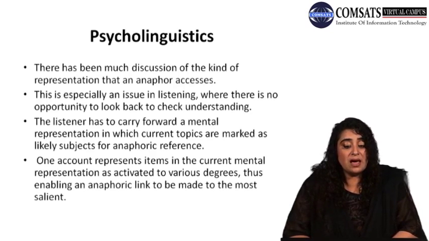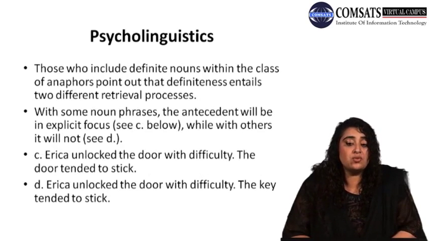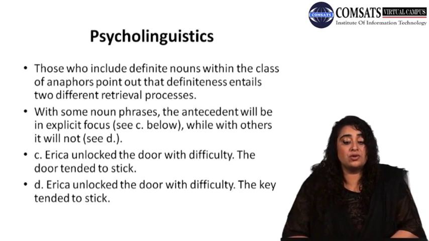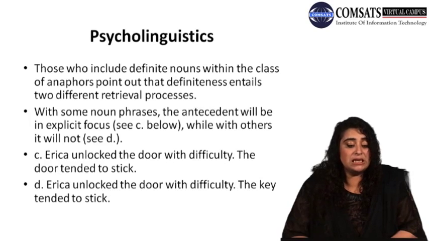So one account represents items in the current mental representation as activated to various degrees, thus enabling an anaphoric link to be made to the most salient. Those who include definite nouns within the class of anaphors point out that definiteness entails two different retrieval processes. With some noun phrases, the antecedent will be in explicit focus. You can see below: Erica unlocked the door with difficulty, the door tended to stick. With others it will not be, like in D: Erica unlocked the door with difficulty, the key tended to stick.